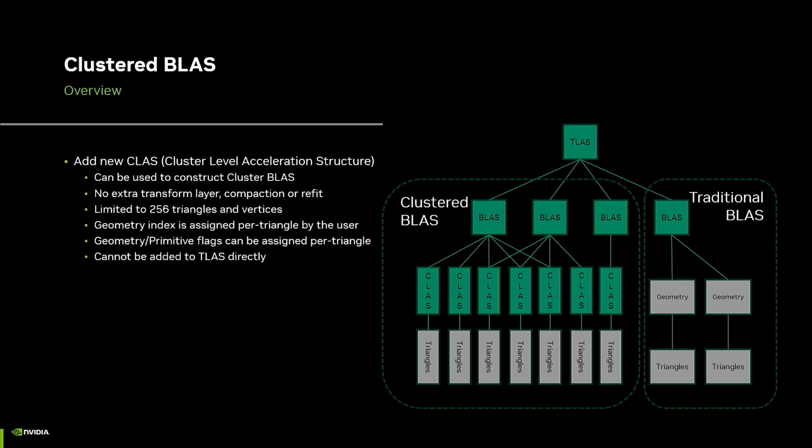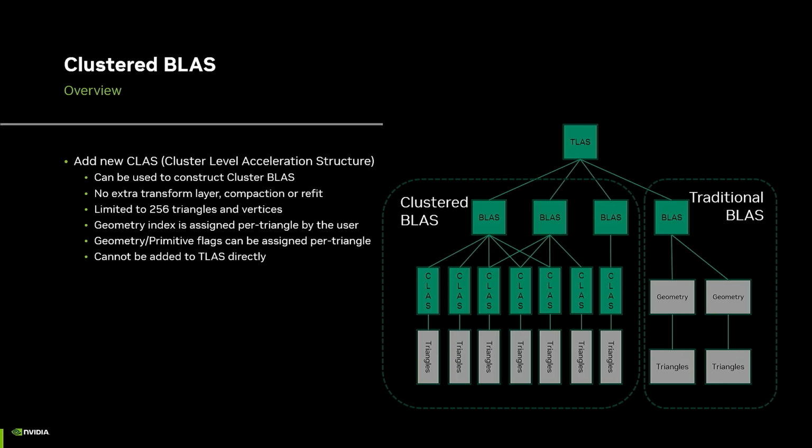These CLASs don't have any extra transform layer, compaction, or refit. So they're much simpler than what you'd have in a BLAS. And they're limited to 256 triangles and vertices, just like what you'd use with a mesh shader in the worst case. Since it's important that when you construct these CLASs they're compact and not spread out over the mesh so that they have pretty good SAH properties, we allow you to assign geometry and opaque geometry flags for each individual triangle, because we don't want you to split your mesh when you split it into clusters based on non-geometric properties. We really want you to be able to have your material go anywhere in your CLAS.